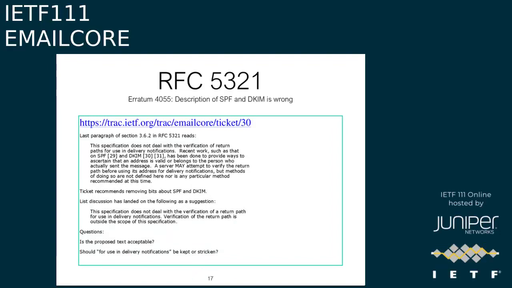Two questions. One, is the proposed text acceptable? And two, there was some mention of perhaps removing the phrase "for use in delivery notifications" from that proposed paragraph. So it would just say the specification doesn't deal with verification of the return path, and verification of return path is outside the scope of this specification, which I guess, if we remove that phrase, ends up with two redundant sentences. But anyway, Barry.